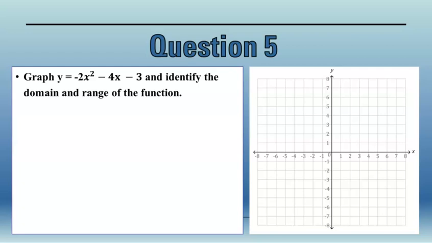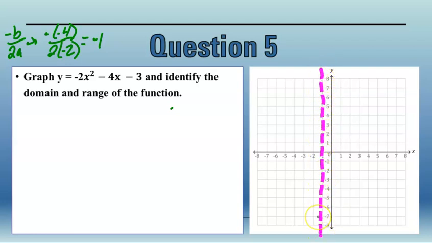Question 5. We're going to graph this quadratic and identify the domain and range. The first thing I'm going to do is identify my axis of symmetry, and the formula for the axis of symmetry is negative b divided by 2a. So my b is a negative 4. So I have negative negative 4 divided by 2 times my a, which is a negative 2. Negative negative 4 is 4, divided by negative 4 will give us a negative 1. So my axis of symmetry is at negative 1. So I'm going to put my axis of symmetry down here at negative 1. So my vertex is going to be on the axis of symmetry.